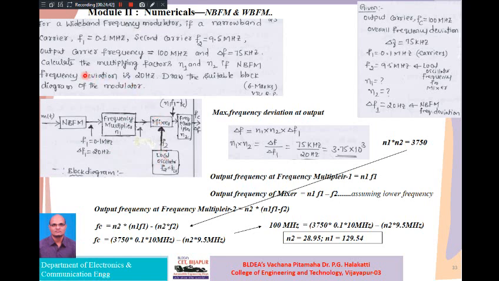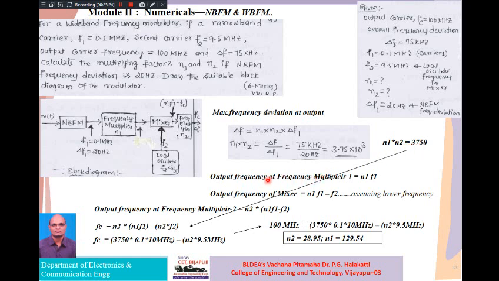Okay, now what you can do, calculate the multiplying factors N1 and N2 here. So we'll go as usual. The maximum frequency deviation at the output, delta F equal to N1 N2 delta F1. We want to solve for N1 and N2, so we'll get delta F by delta F1. Delta F, the maximum frequency deviation at the output, is 75 kilohertz, divided by delta F1, which is given as 20 hertz. If you substitute these two, we will get N1 N2 equal to 3750.